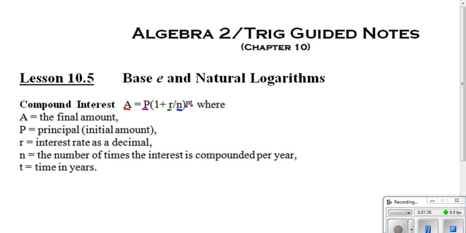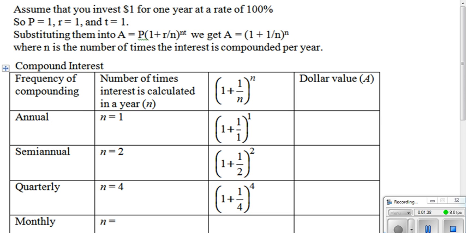So let's see exactly how this bank example plays out. Assume you invest $1 for 1 year at a rate of 100%. So at the end of the year, it should grow by 100%. Its growth rate means our R is 100% or 1. 100% is the same as a decimal as 1. So our principal P is 1. That's how much we're starting with. Our rate of growth is 1. And our T is 1 year. T equals 1. I guess I should have underlined investment $1.